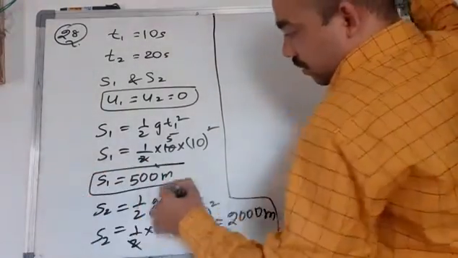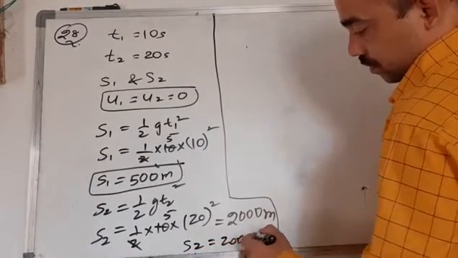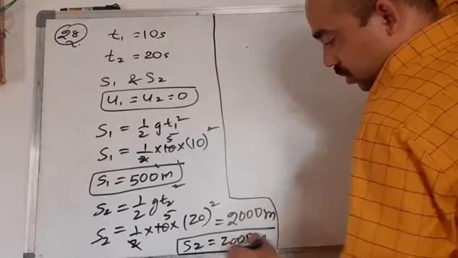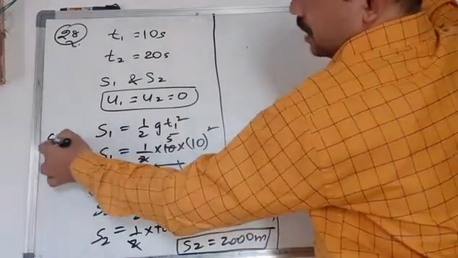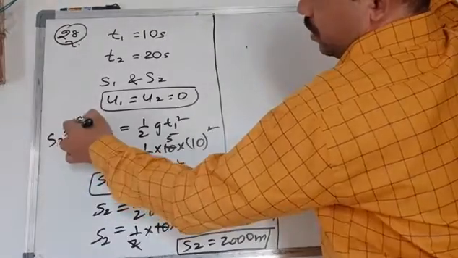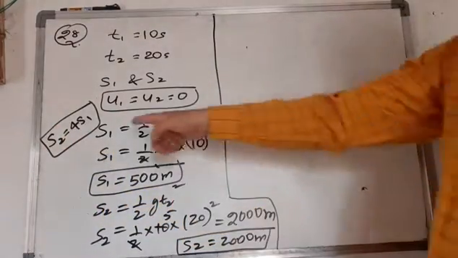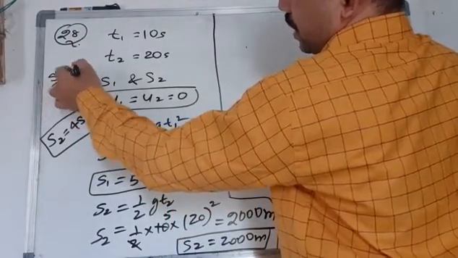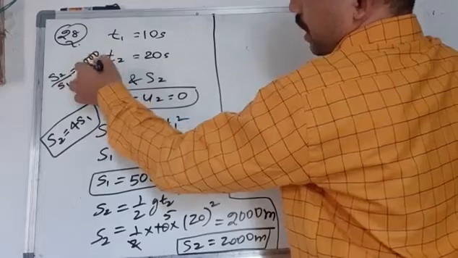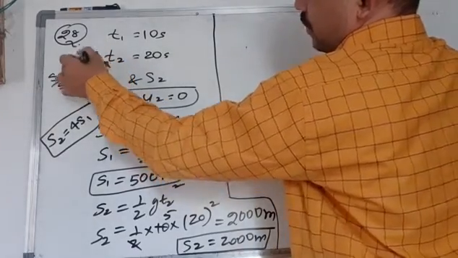This is s1, 500, and this is s2, 2000 meters. So now what relation can you write? s2 is equal to 4 into s1. If you take s1 by s2, otherwise you take s2 by s1. So 2000 by 500: 0 cancels, 5 1s are 5, 5 4s are 20, so you get 4.